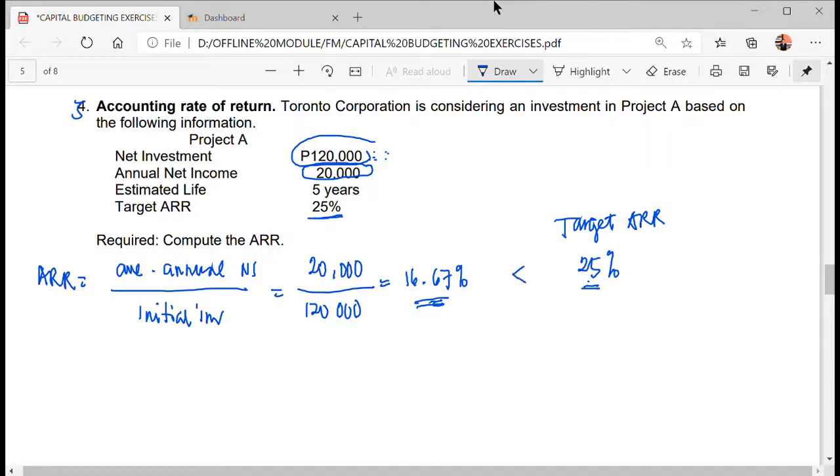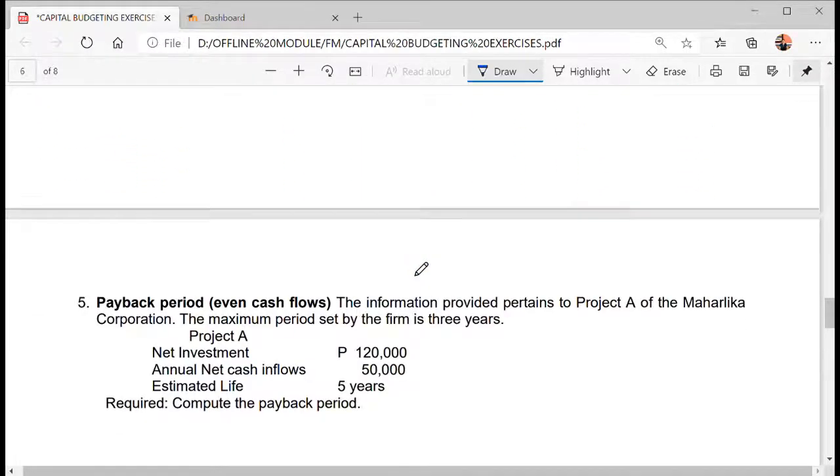The answer is no because the target ARR is higher, so reject. Because we want it to be equal to or greater than our target. This one is smaller compared to what the owners or management want. So, we reject the project. You will not proceed with Project A. So, this is how it will be used, right? It's for decision making. So, when you compute this, you can check whether the project is worth it.